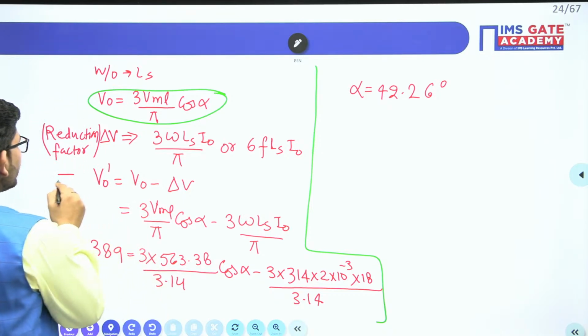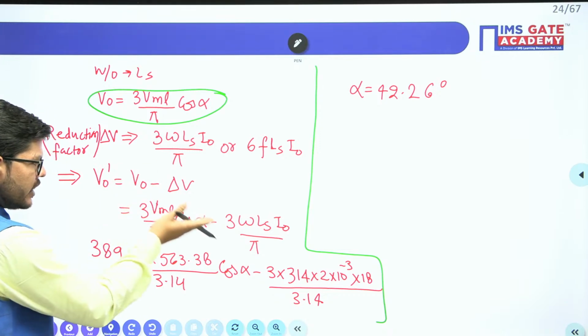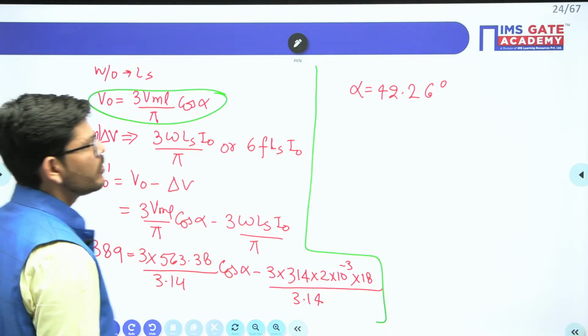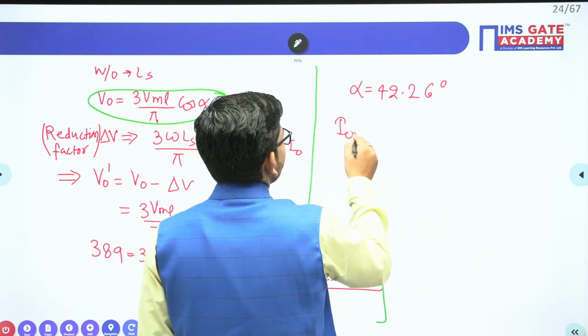The new voltage will be what? Old voltage minus reduction factor. And see, by applying this simple formula, we have calculated the value of alpha. Now, the expression for I naught.